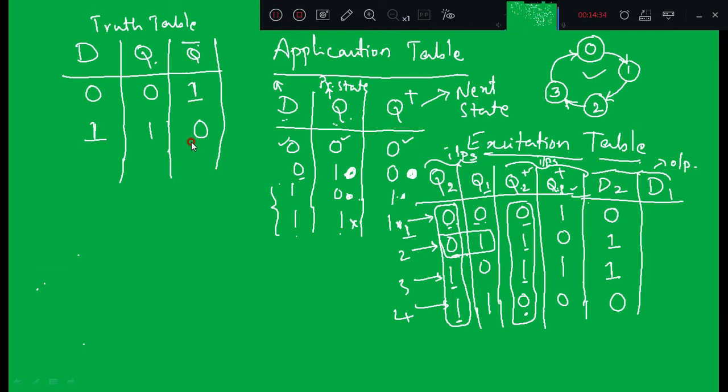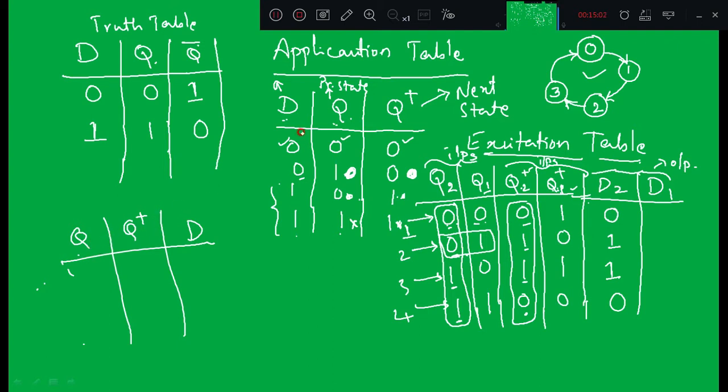So let me write here the application table in one more form. I'll write Q and Q plus, then I'll write the value of D. It will be very simple. Later you can refer to this table. This is the application table itself, but in an easy format. So this table can be referred to very easily to fill the values of D2 and D1.